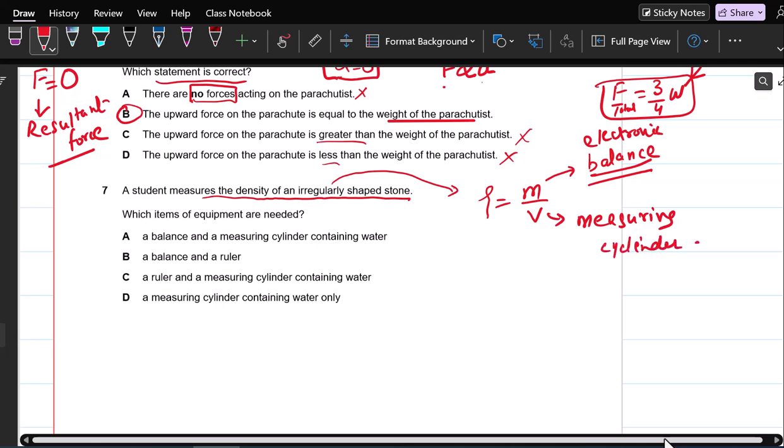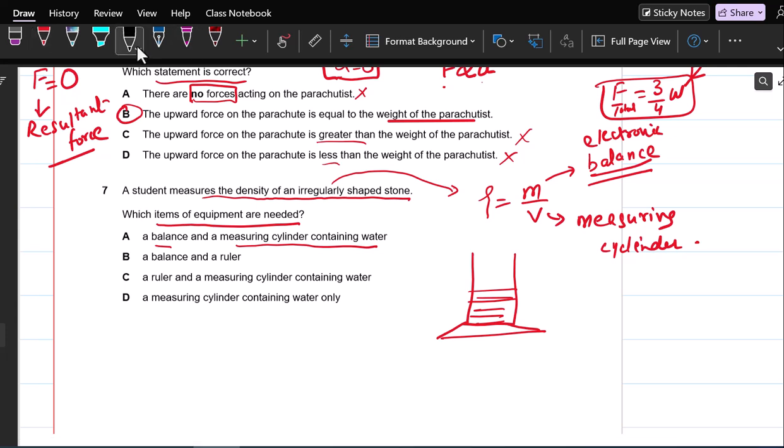Okay, so which items of equipment are needed? We need a balance, and a measuring cylinder containing water. Here is a measuring cylinder filled with water. We will insert the stone in this. What happens due to this? The level of the water will rise, and we will find the volume here. Once we get the volume, the mass you can find. The ruler is not going to be used. Only A is right here.